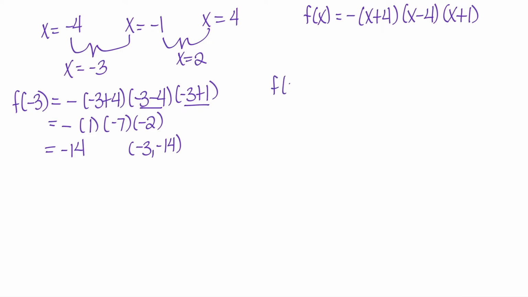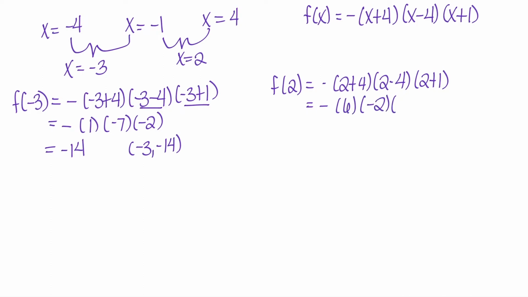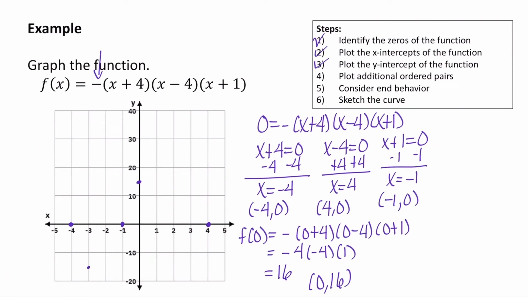So when I plug that in, I get f of 2 equals negative 2 plus 4 times 2 minus 4 times 2 plus 1. So that is negative 6 times 2 minus 4, which is negative 2, and then 2 plus 1, which is 3. So we have negative 6 times negative 2 times 3, which gives us 18 times 2, so that's 36. So we have another point, so at 2, 36, we have another point on our polynomial. So 2, 36, which is about here. So you notice it's kind of starting to take the shape of a polynomial graph, right?